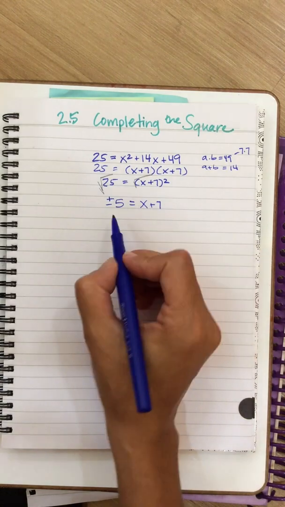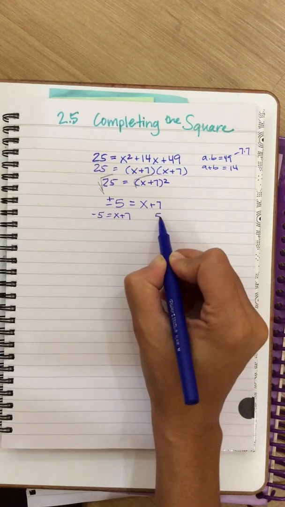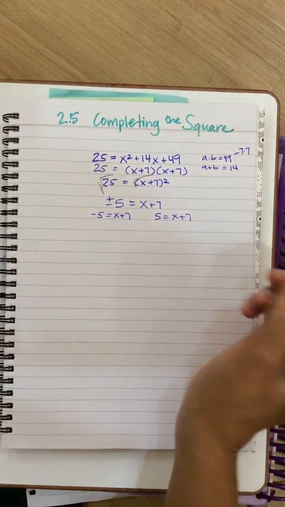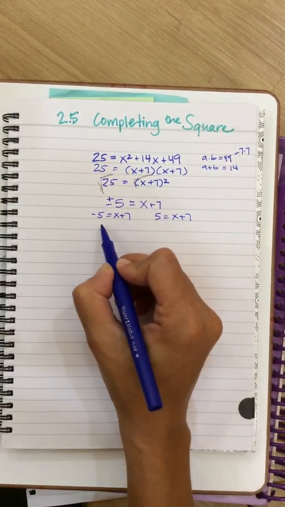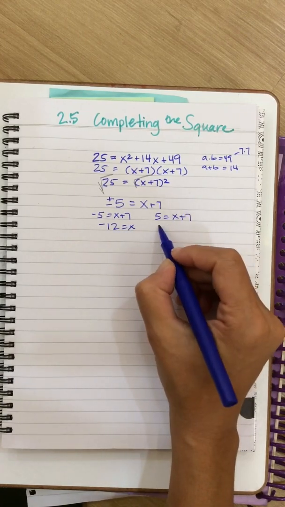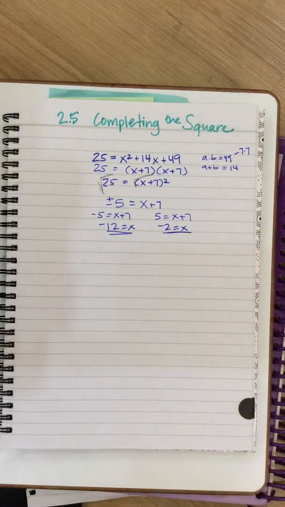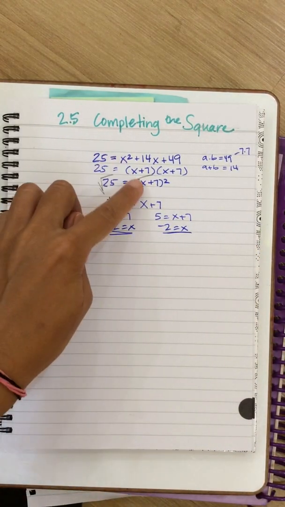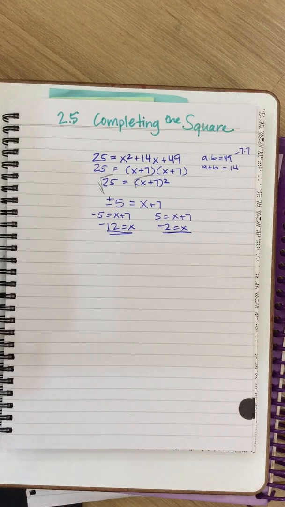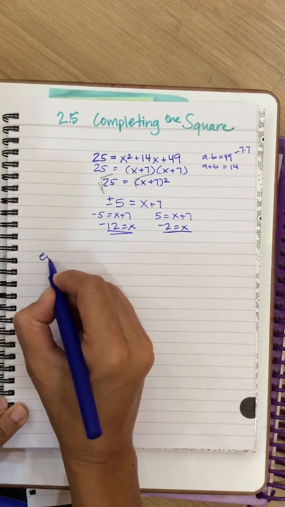Okay, so now let's set this up as negative 5 equals x plus 7, and then 5 equals x plus 7. And now I can solve for x. There's two solutions. Take away 7, so negative 12 equals x, and negative 2 equals x. So those are the two solutions to that equation that included a perfect square. So sometimes what happens, the reason we do this, is there will be situations. So let me give you an example.